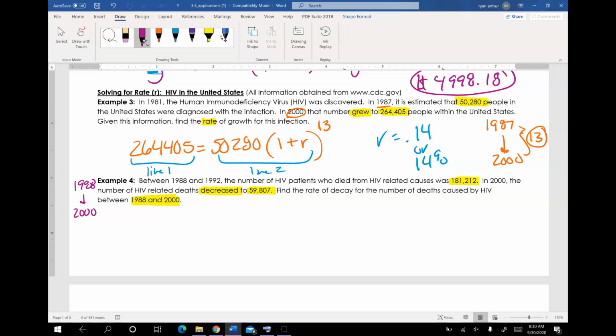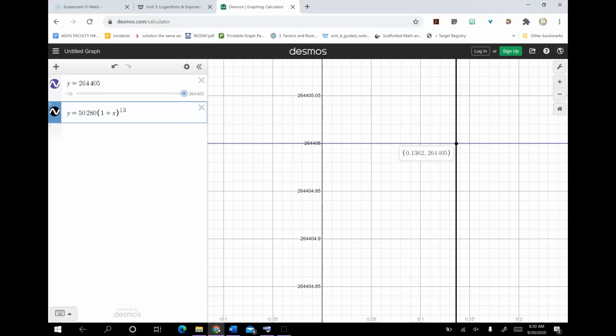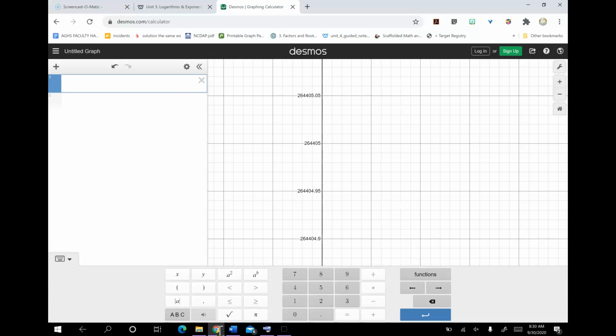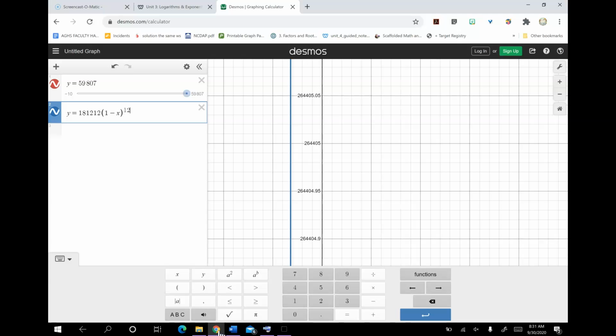So it decreased to this. So that's your final amount. It started with this. I decreased, so 1 minus r, and 12 years have passed. Okay? So now I'm going to find the intersection between these 2 points. Okay? So y equals 59807. And then y equals 181,212 times 1 minus r, which is x, raise it to the 12th power.